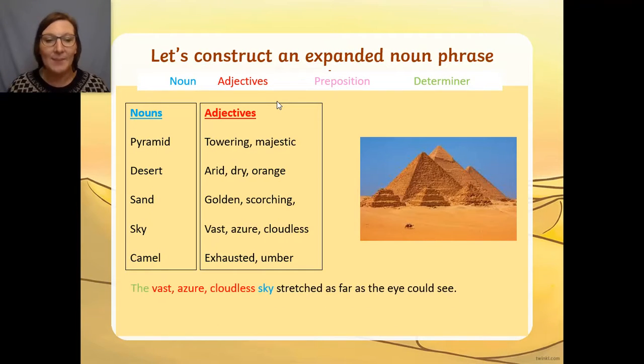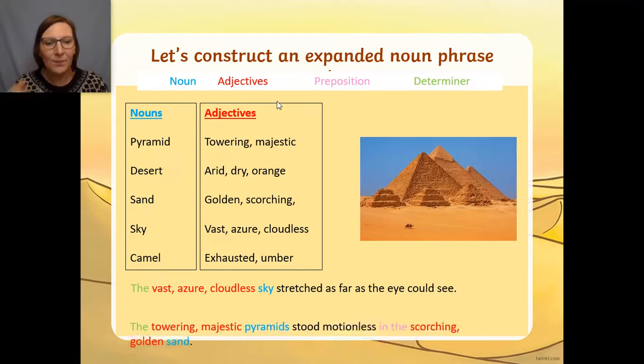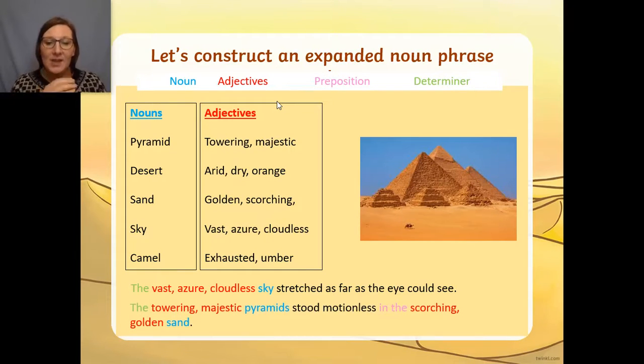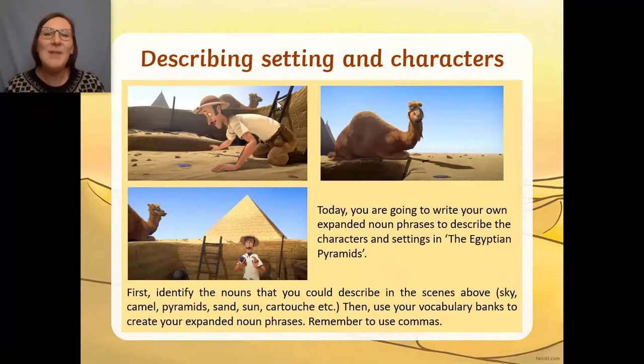So let's have a look here. So I had the vast azure cloudless sky stretched as far as the eye could see. Oh, how I'd love to be under a vast azure cloudless sky right now. Lovely. Let's try another one. The towering, majestic pyramids stood motionless in the scorching golden sand. Fantastic. Did you use any of those there? Brilliant. Really impressed. Okay, let's move on to then our activity for today.